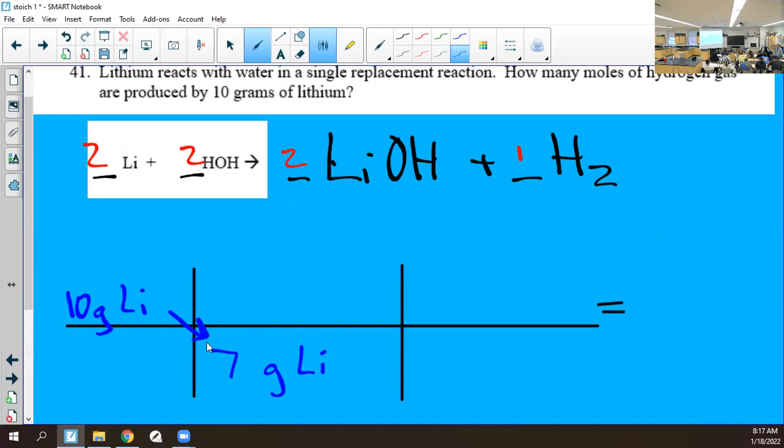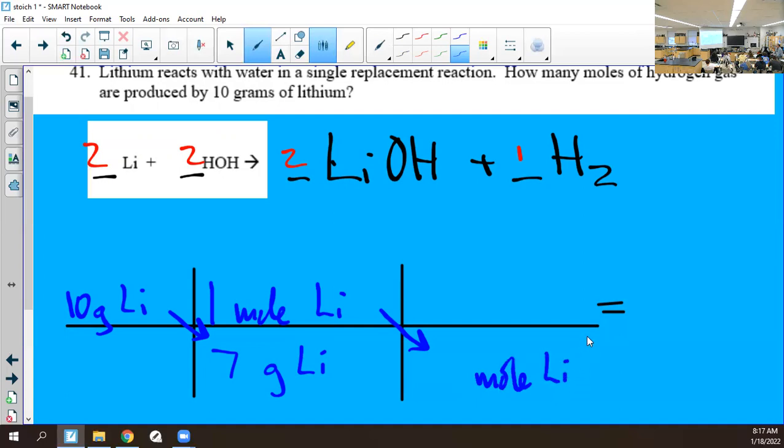Now, anytime I have grams, it is always tied to who? 1 mole of the same substance. Your gram unit, which is Li, and your mole unit will always match, which is Li. Which means what unit must come down here? Mole of Li.